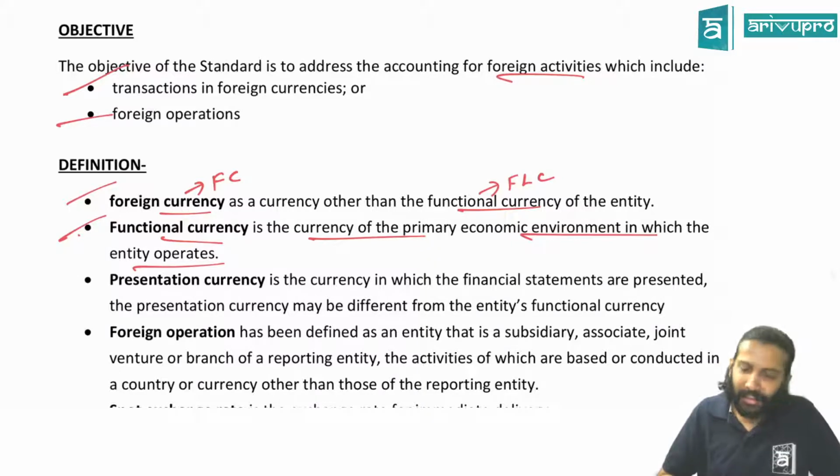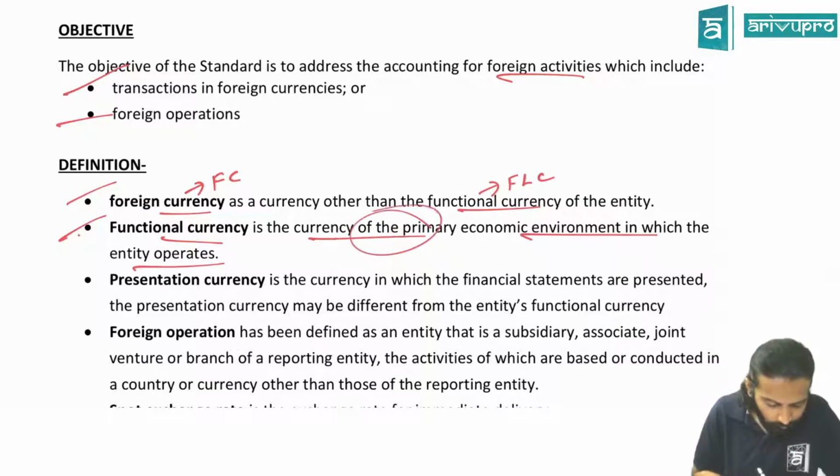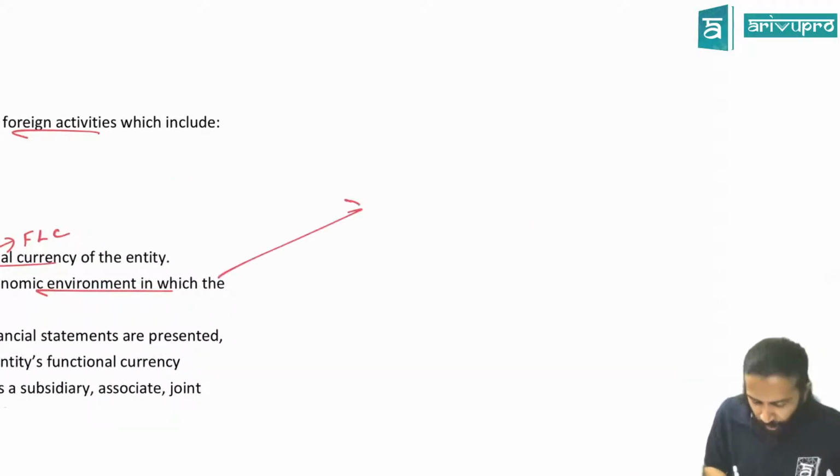So what does that mean? I'll tell you more when we go through the definitions. There are more factors, some indicators. Is it okay? Are we okay? Or I'll give you an example right now, which may be better. Okay, functional currency.